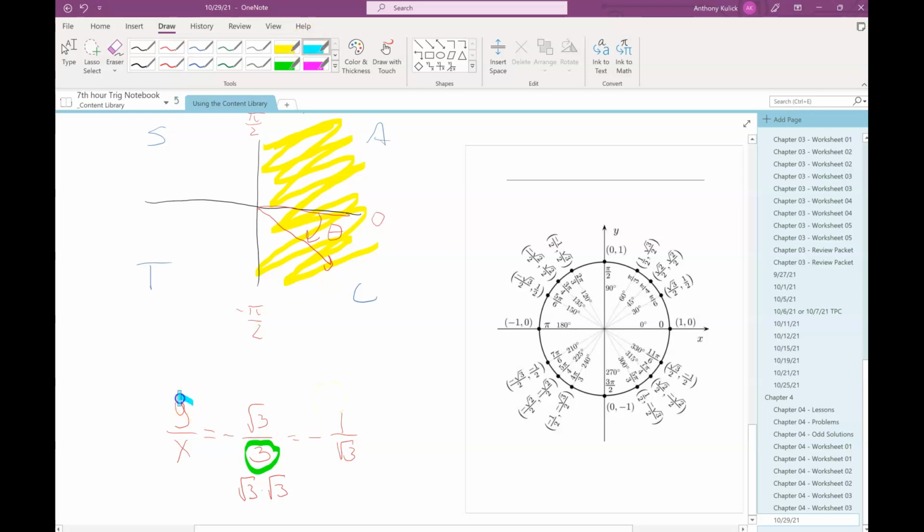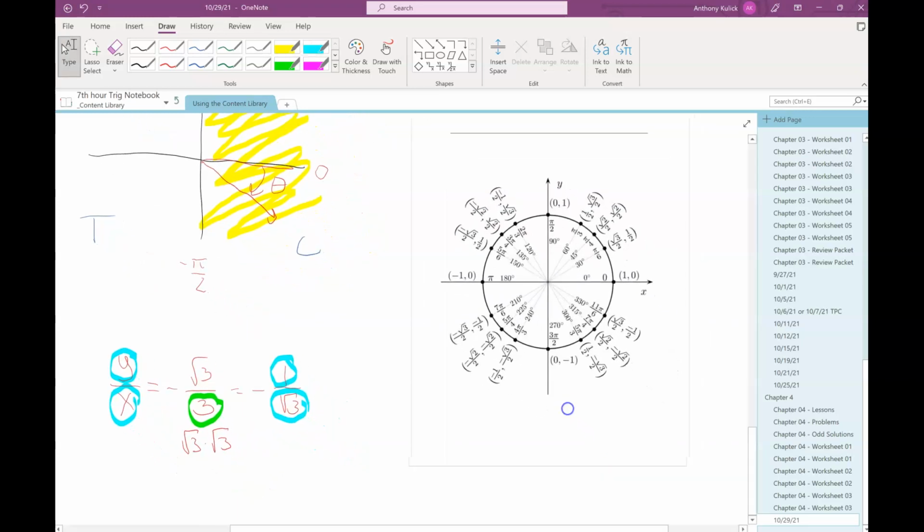So what I'm going to look for is a y coordinate that has a 1 in it, and an x coordinate that has a square root of 3 in it, in the 4th quadrant. So that looks like this spot here. The x coordinate has a square root of 3 in it. The y coordinate has a 1 in it. Is there a denominator also? Sure, but I don't care about that. Is that okay?